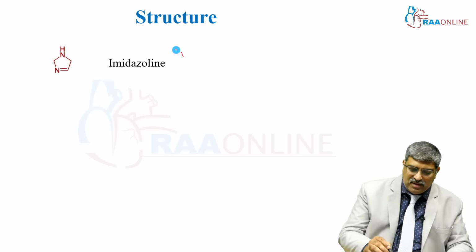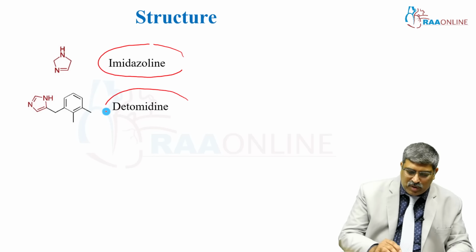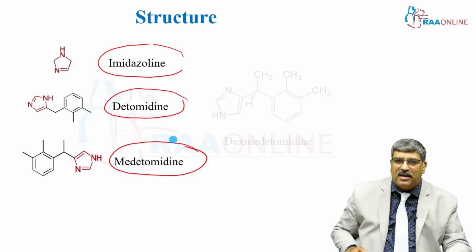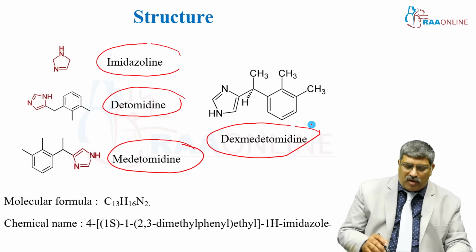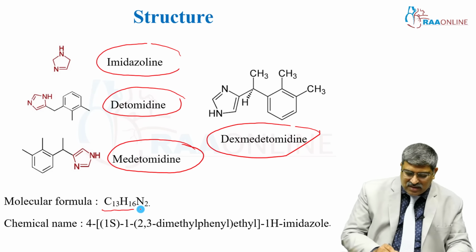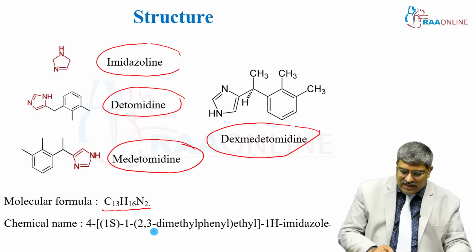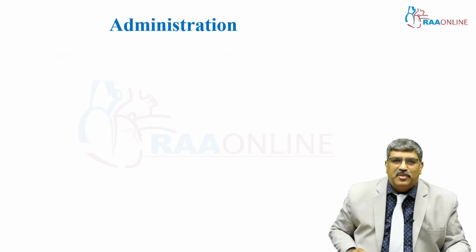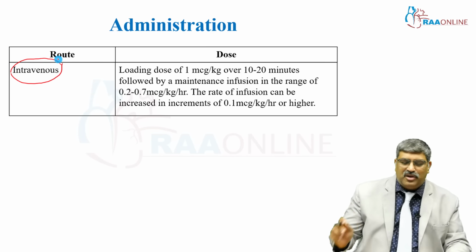Here it is an imidazole derivative from which detomidine comes in. From there medetomidine comes in, and later we have dexmedetomidine. The chemical formula is C13H16N2, and the chemical name is dimethylphenylethyl imidazole. Coming to administration, it is usually administered by the intravenous route.